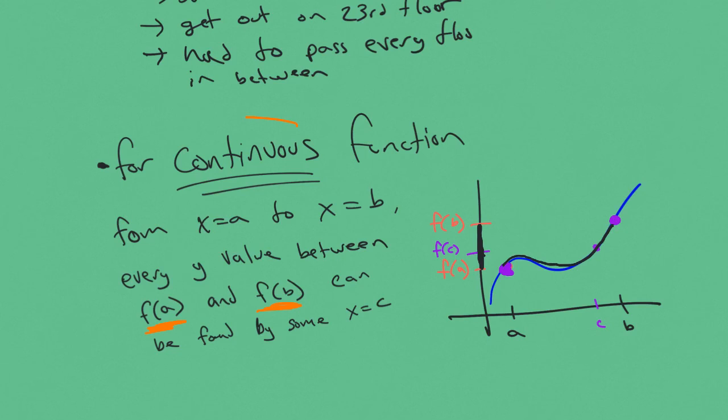And the biggest, most important thing is if it's a free response question, you have to mention that it's continuous, because the intermediate value theorem does not work if it's not continuous.